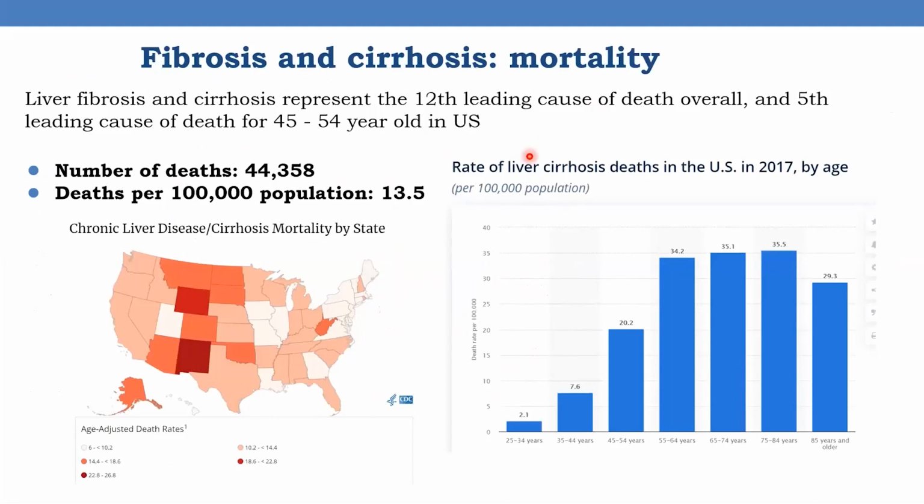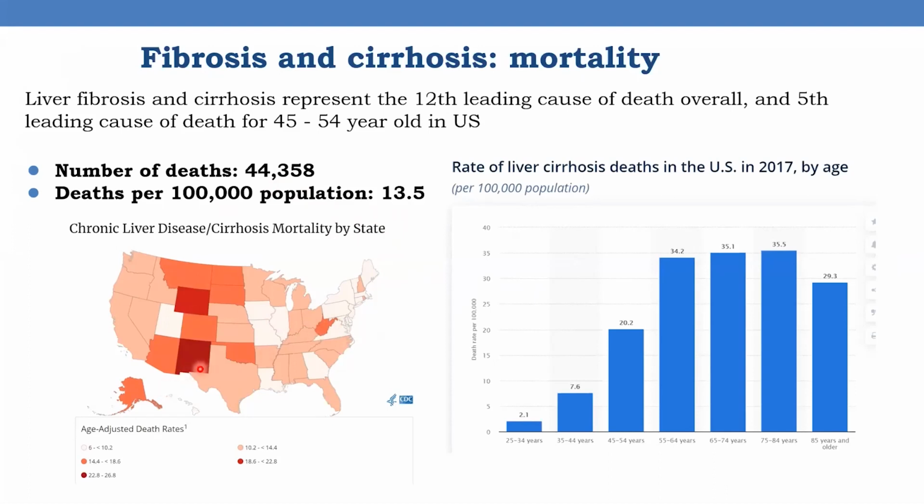In terms of mortality, liver fibrosis represents the 12th leading cause of death overall and the 5th leading cause of death for patients between 45 and 54 years old. The numbers, again reported by the CDC, show more than 44,000 deaths, which is about 13.5 per 100,000 population. In this map of the United States, we can see the distribution of death rates among the states.